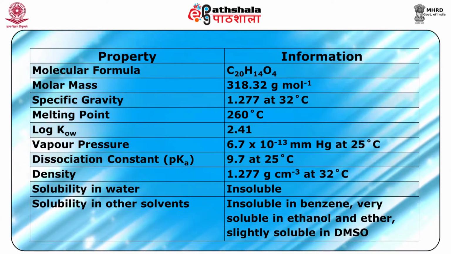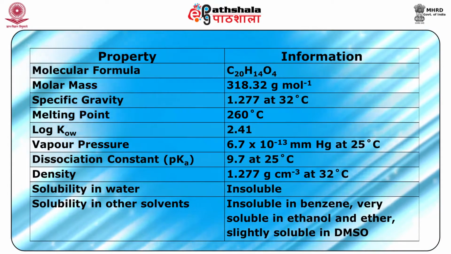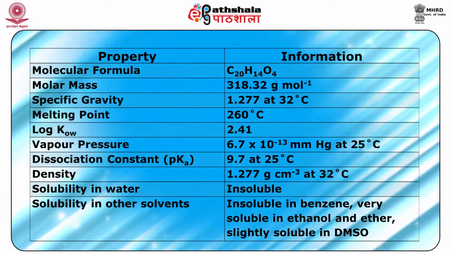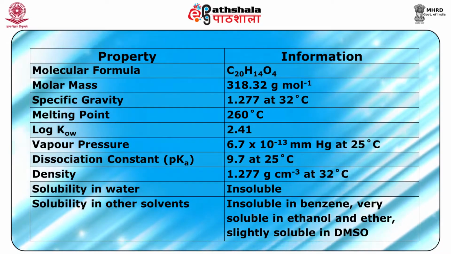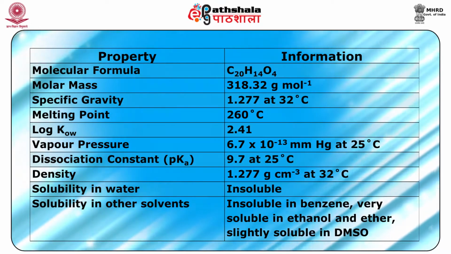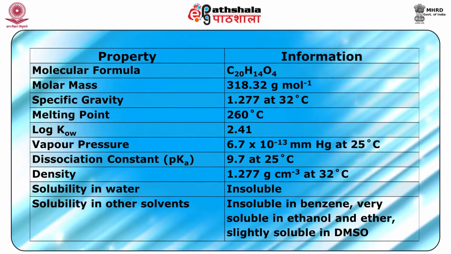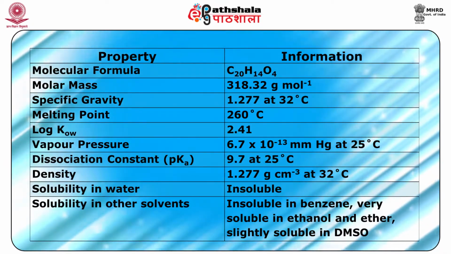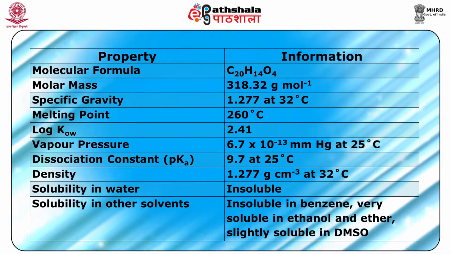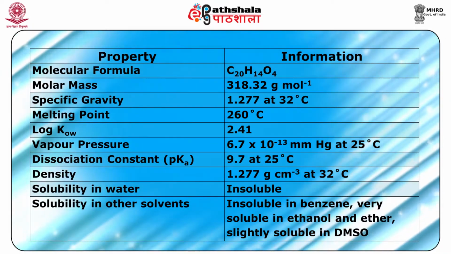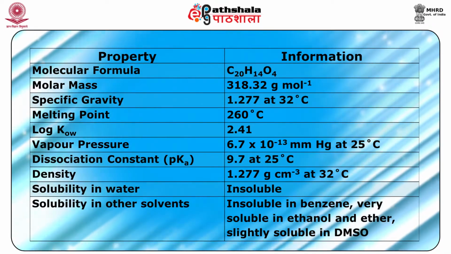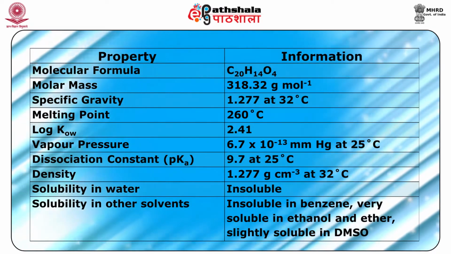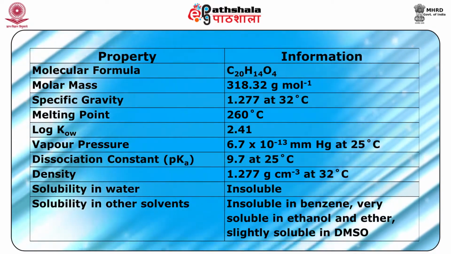The properties and information for phenolphthalein are indicated in the following table. Molecular formula: C20H14O4. Molar mass: 318.32 grams per mole. Specific gravity: 1.277 at 32 degrees Celsius. Melting point: 260 degrees Celsius. Log K: 2.41. Vapor pressure: 6.7 × 10^-13 mmHg at 25 degrees Celsius. Dissociation constant: 9.7 at 25 degrees Celsius.